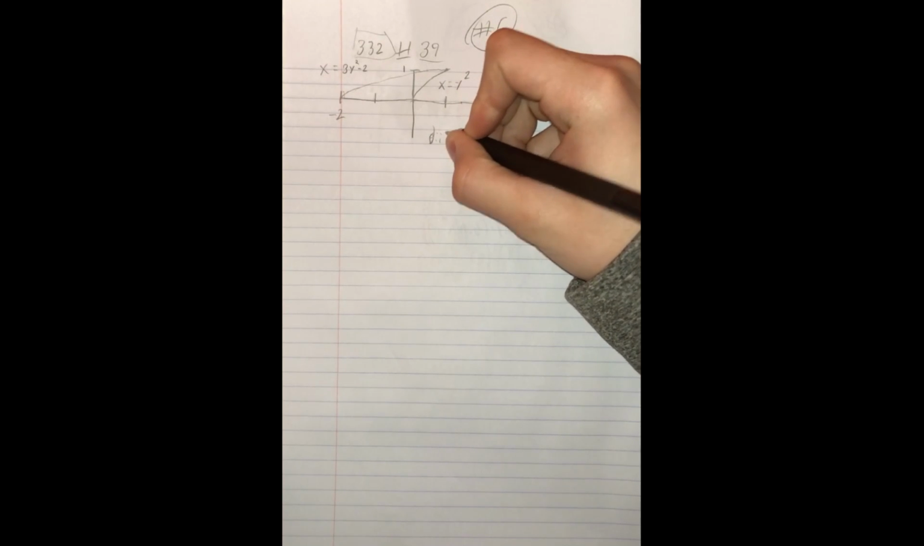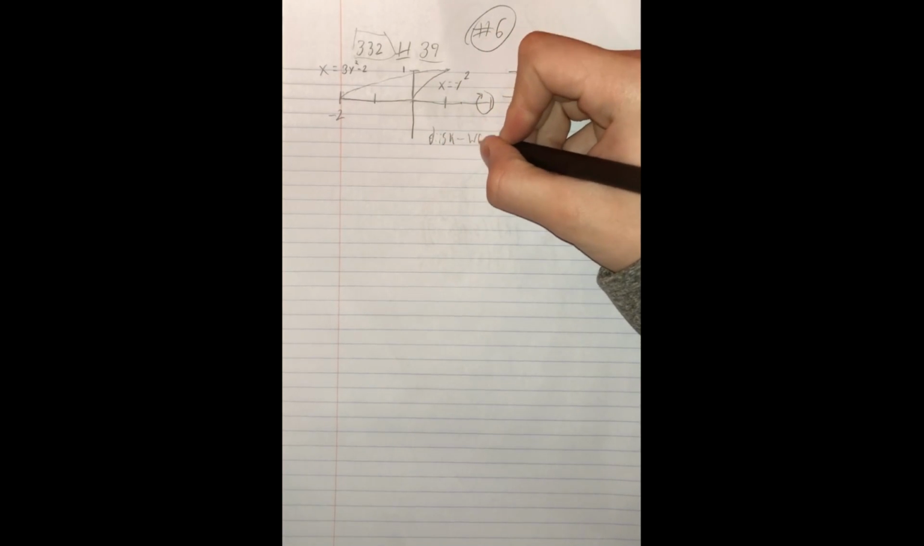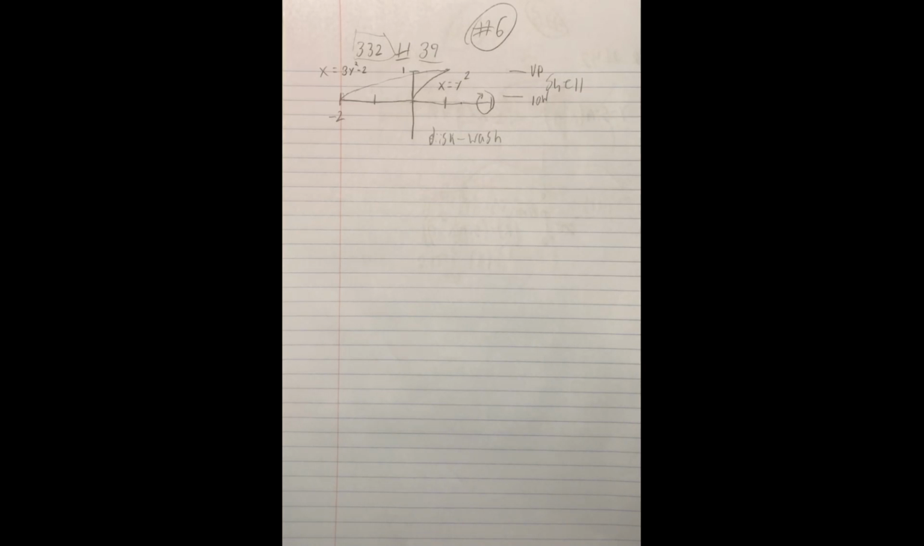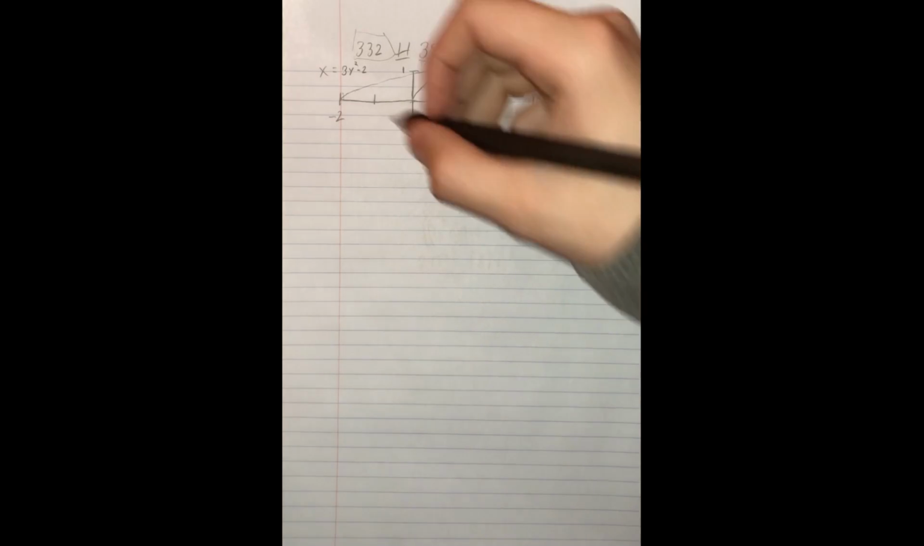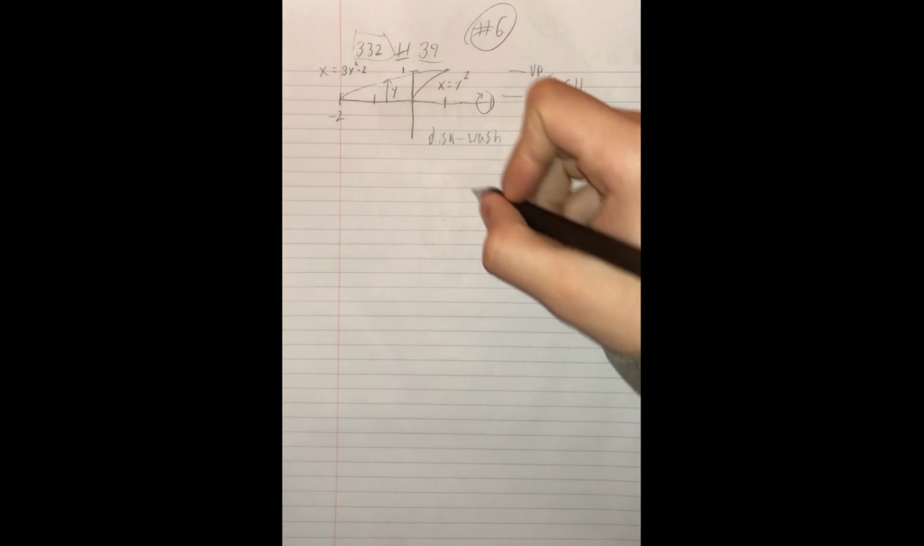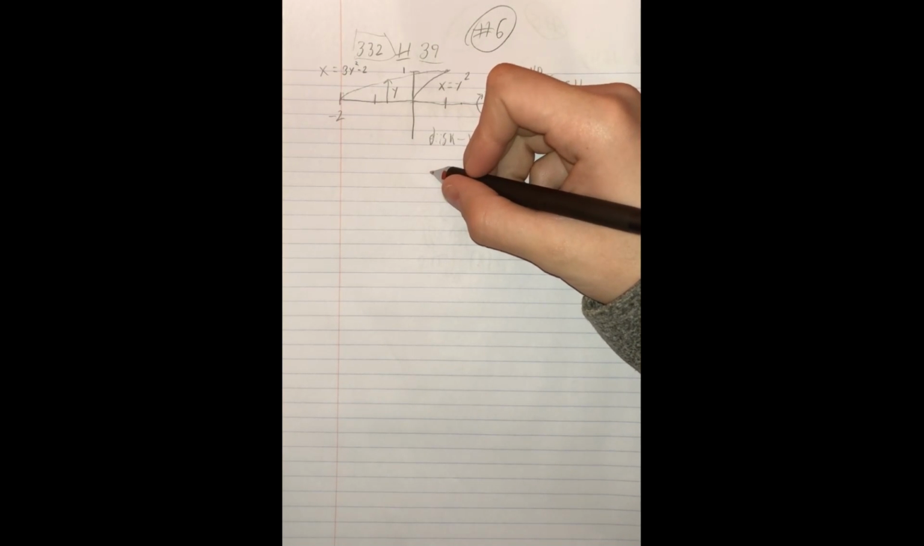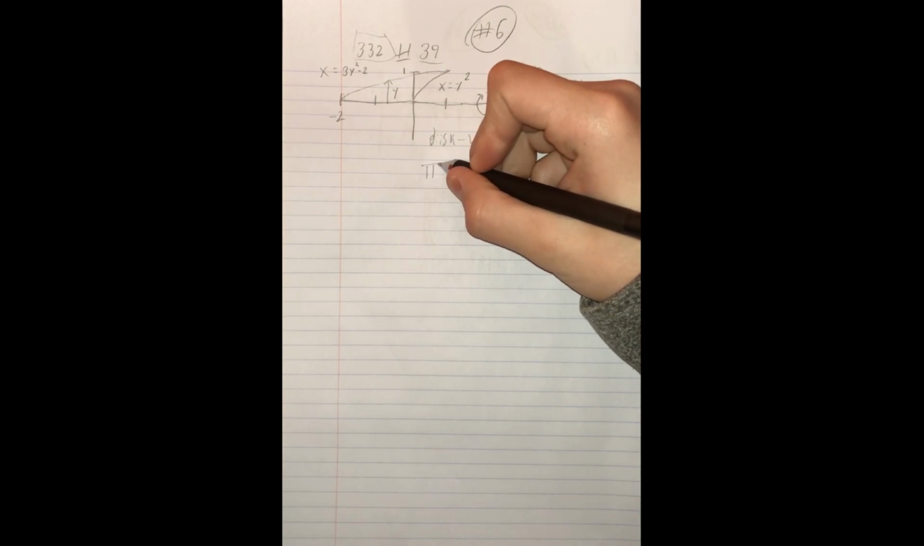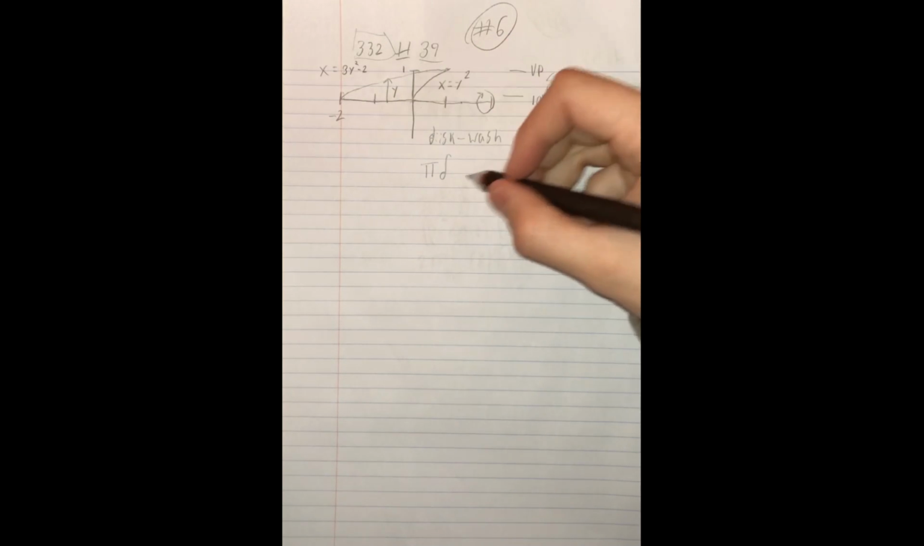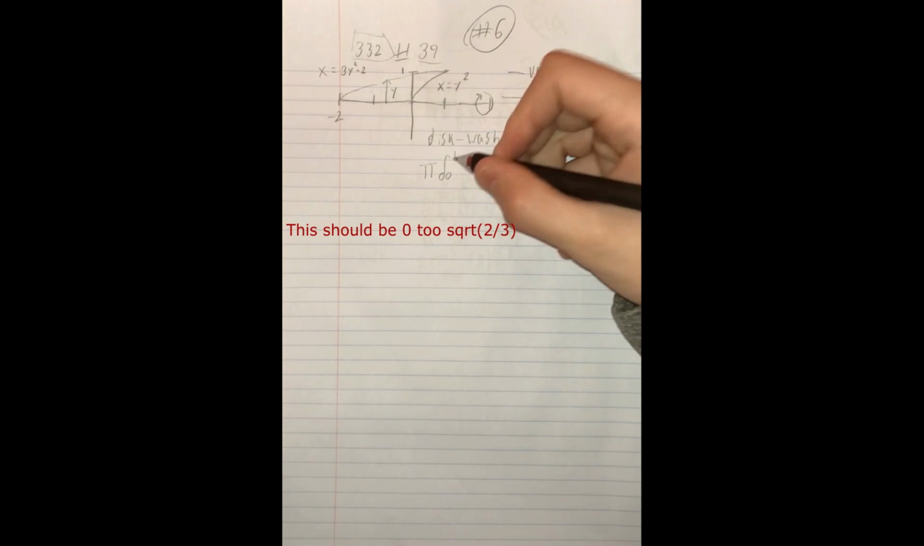Disk, that's D-I-S-K, slash washer, because we can do that. So for the disk and washer method, our radius is going to be our y values. So this is y. So we're going to look at our pi, and then multiplied by the integral, and this is our first portion, 0 to 1.